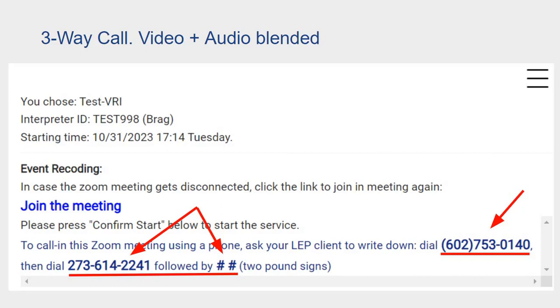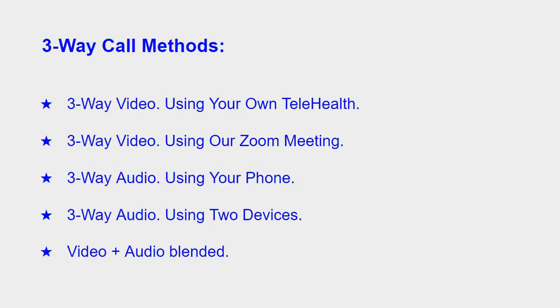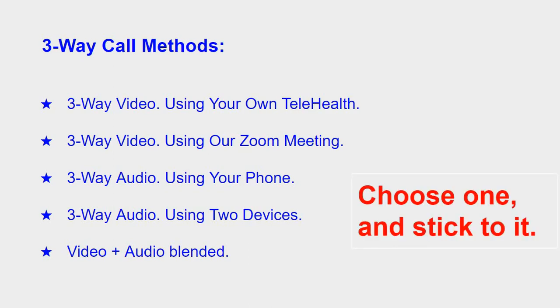Alternatively, you may ask your interpreter to call and tell your LEP client how to call in to the Zoom meeting. Although all the 5 methods work for a three-way call, you are encouraged to choose only one method that suits your situation the best, and stick to that method, and document it somewhere for your internal employee training purposes. This concludes the video on how to make three-way calls.